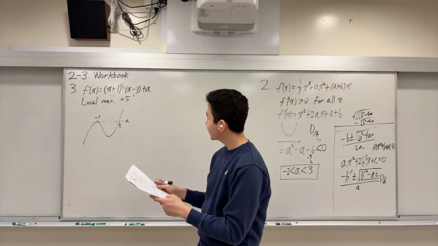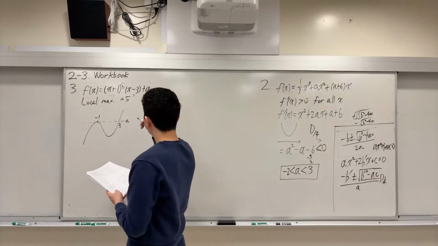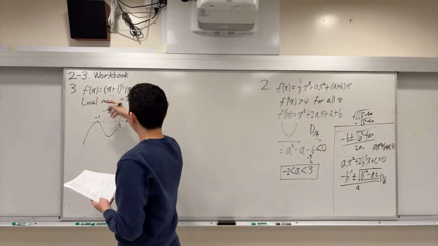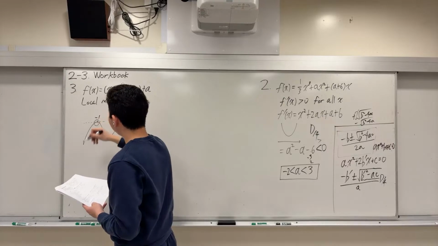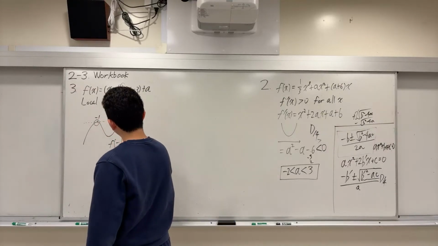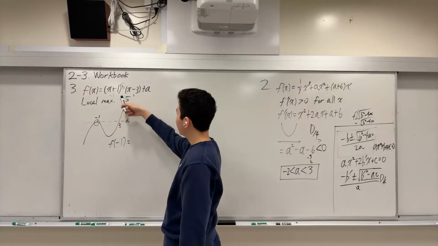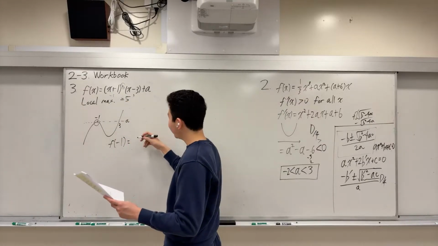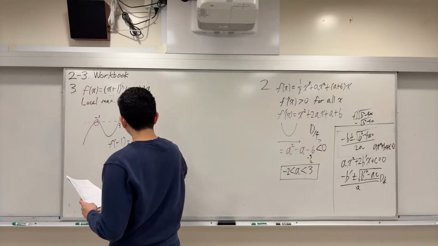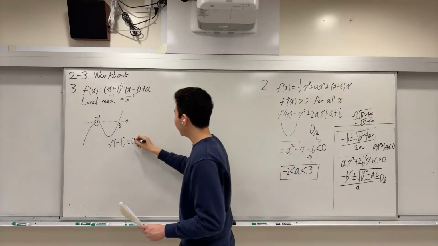F of negative 1. Yeah, and the local max value is going to be whatever this value is, right? So f of negative 1 equals a, equals 5. Oh yeah, okay, so it was already written up in the question, but a equals 5.